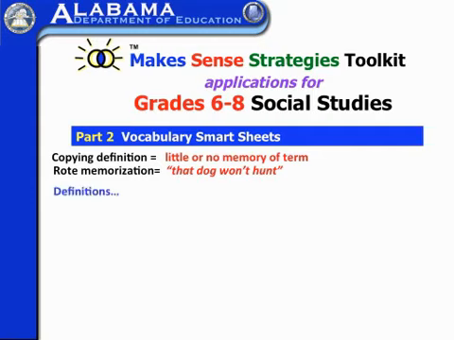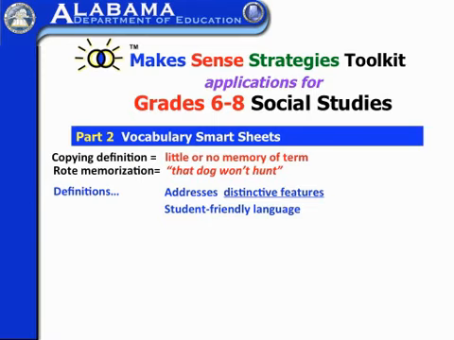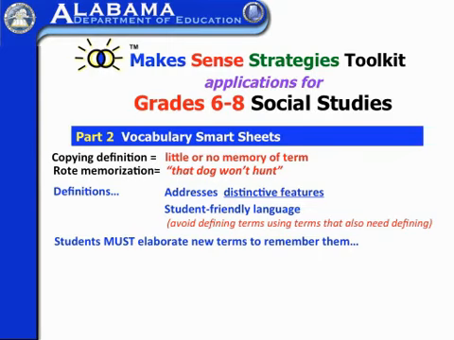Okay, so some key things about definitions. First of all, they need to address the distinctive features of the term, what's really critical to understand about the term. And so one of the things we want to do is make sure that the definitions are in student-friendly language, which basically means don't define terms using other terms that also need defining. Key things that must happen if you really expect students to remember these terms beyond the immediate forthcoming test.